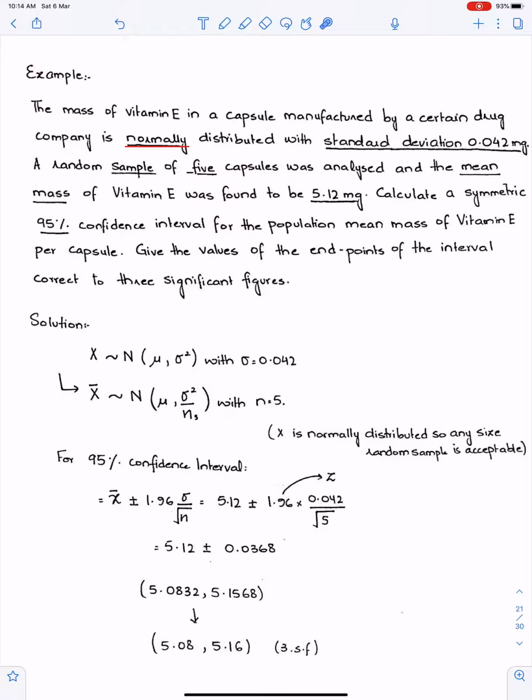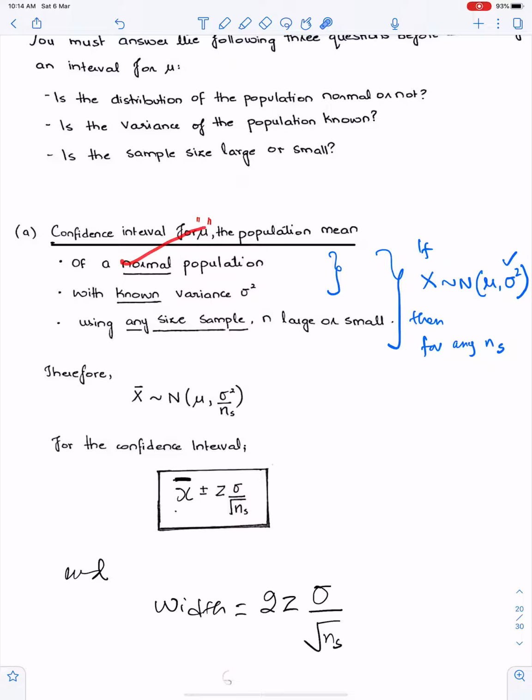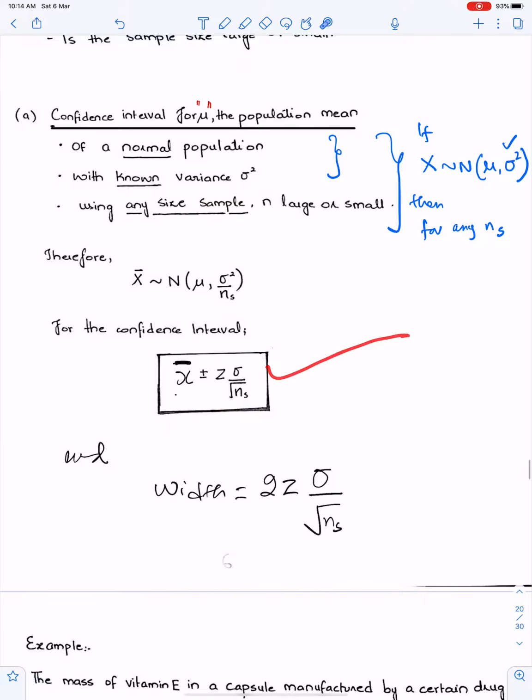A random sample of size 5. I told you when the population is normal and the variance is known, then the sample size is irrelevant. Whether n is large or small, it's not important. You can always use this formula for the confidence interval.